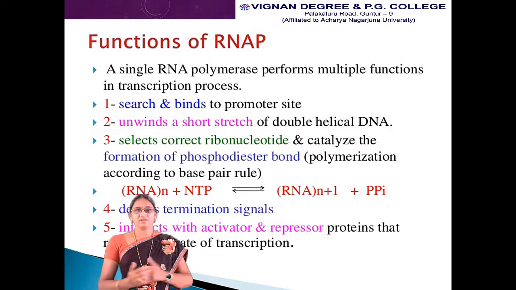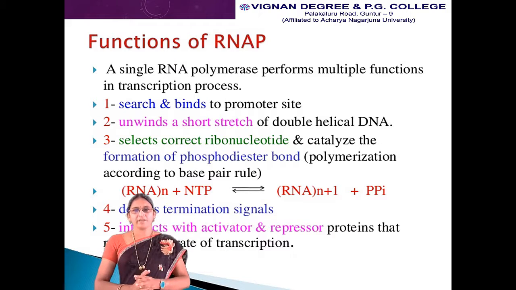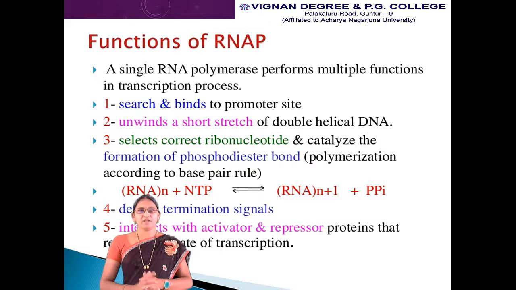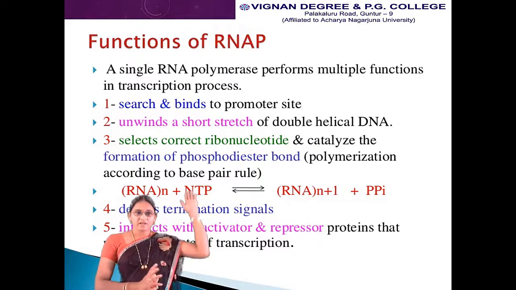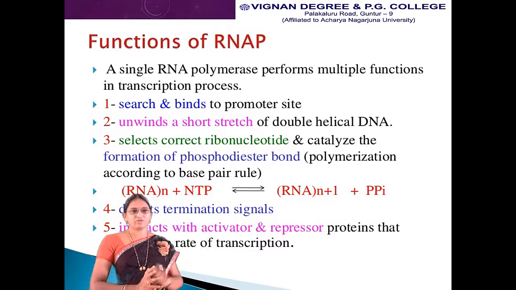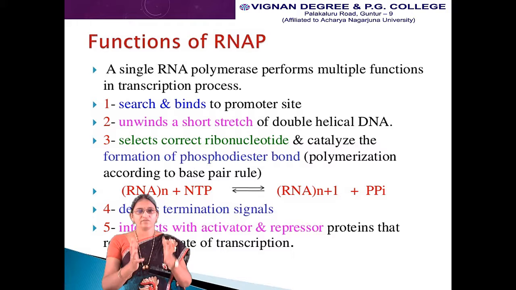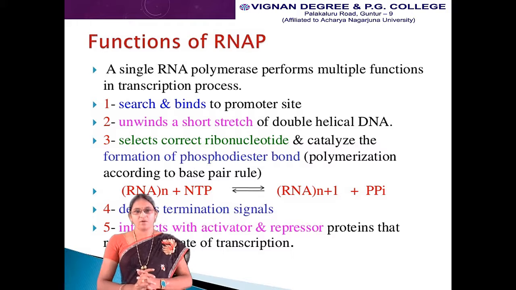So again, we will recall some of the points from the previous session. What are the functions of RNA polymerase? A single RNA polymerase performs multiple functions in the transcription process. I have listed out different points regarding the functions of RNA polymerase. The first one: it binds to the promoter site, and it unwinds a short stretch of double helical DNA, and it selects correct ribonucleotides and catalyzes the formation of phosphodiester bond. Polymerization according to base pair rule.